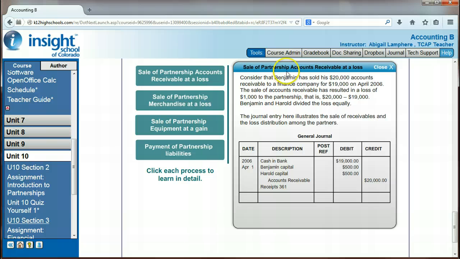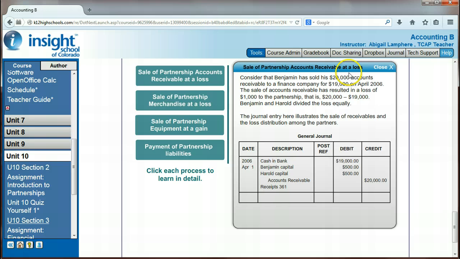So this is the sale of partnership accounts receivable at a loss. Consider that Ben has sold his $20,000 of accounts receivable to a finance company for $19,000 in April 2006. The sale of the accounts receivable has resulted in a loss of $1,000 to the partnership. That is $20,000 minus $19,000, and so they need to divide the loss equally.